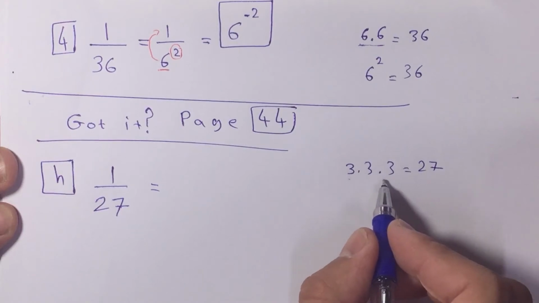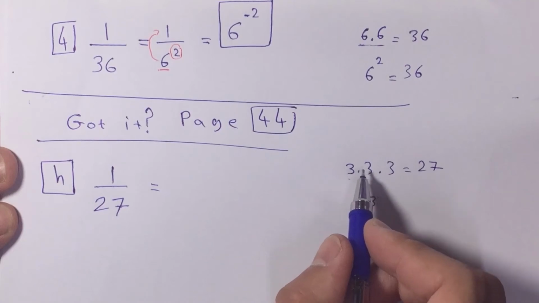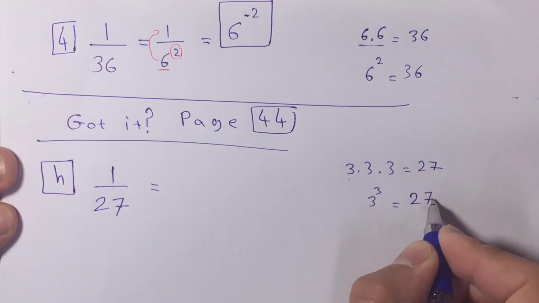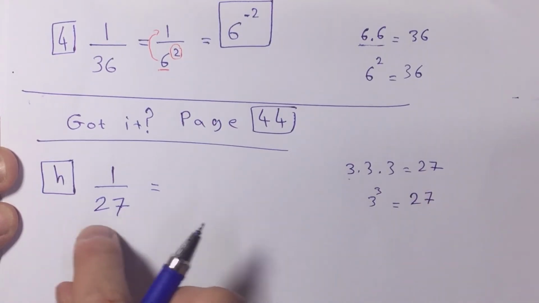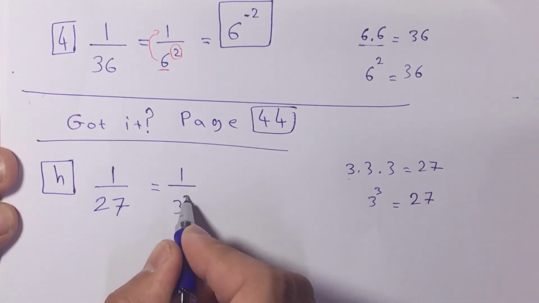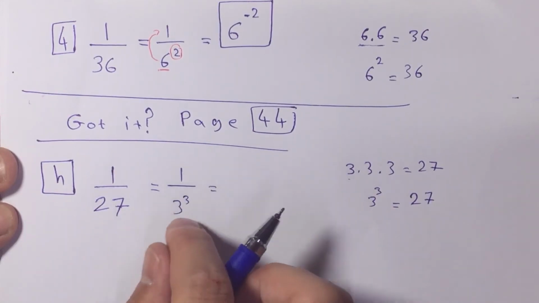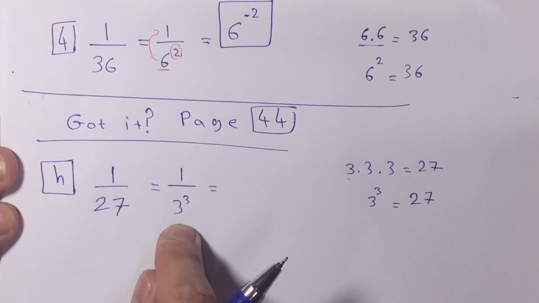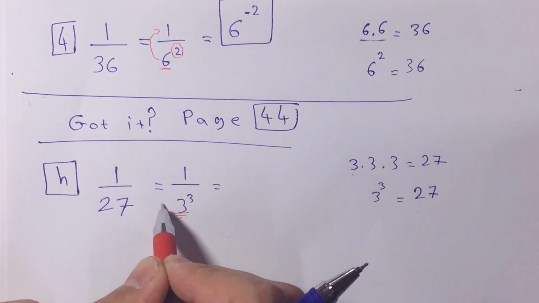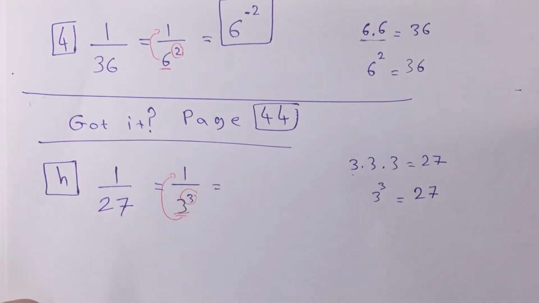So this is a repeated factor, and we can represent it by saying 3 to the power of how much repeated? 1, 2, 3. So 3 to the third gives us 27. So we can represent this number in terms of exponents as 1 over 3 to the third. Okay, and how can we represent this number in terms of negative exponents? We can apply our rule, which is to change its place from the denominator to the numerator, and then change the sign of the exponents.